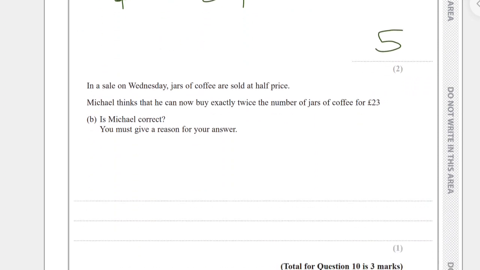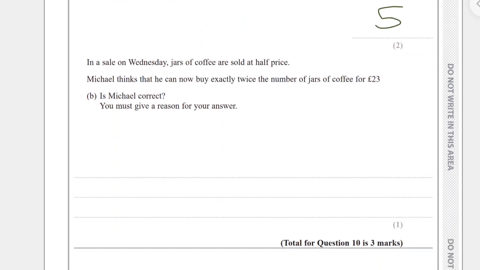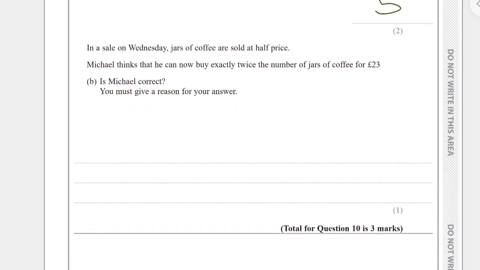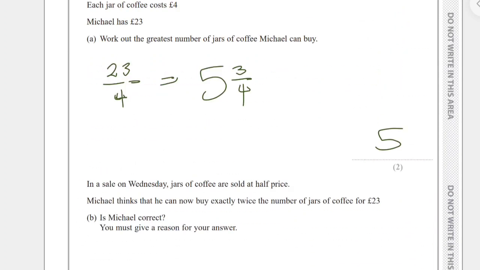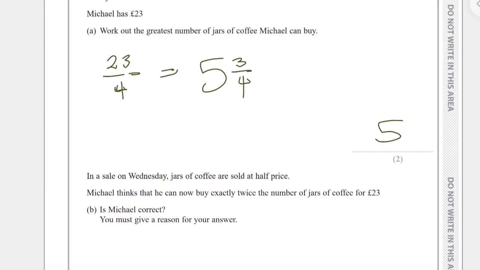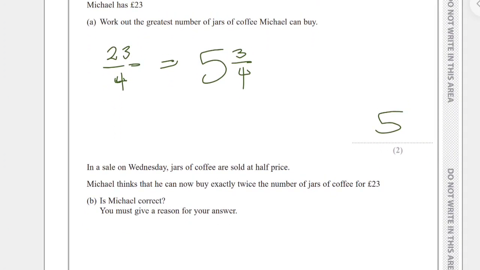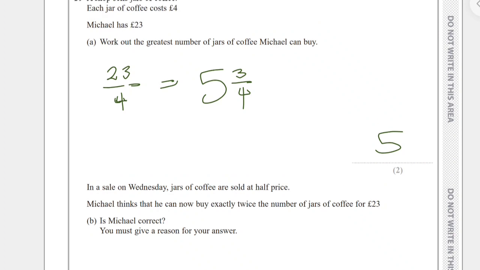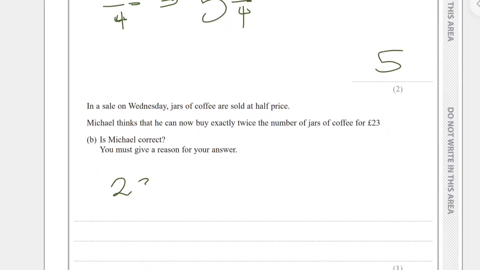In a sale on Wednesday, jars of coffee are sold at half price. Michael thinks that he cannot buy exactly twice the number of jars of coffee for £23. Is Michael correct? If the price is £4 right now, then on Wednesday it will be sold for £2. So 23 divided by 2 is going to equal 11.5, right?